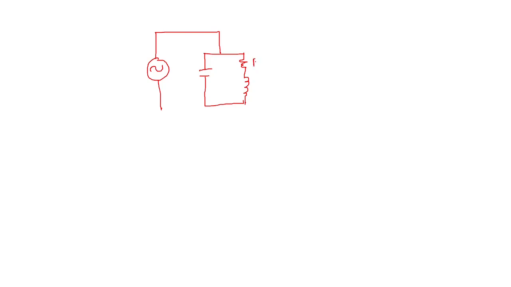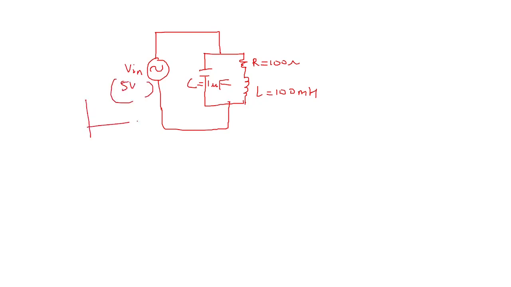Our resistor will be 100 ohms, inductor 100 millihenries, and capacitor 1 microfarad. This is what we are going to apply from the function generator as V in. Your input voltage will be kept fixed at 5 volts, and we are going to vary the frequency of the sine wave that we give from the function generator.